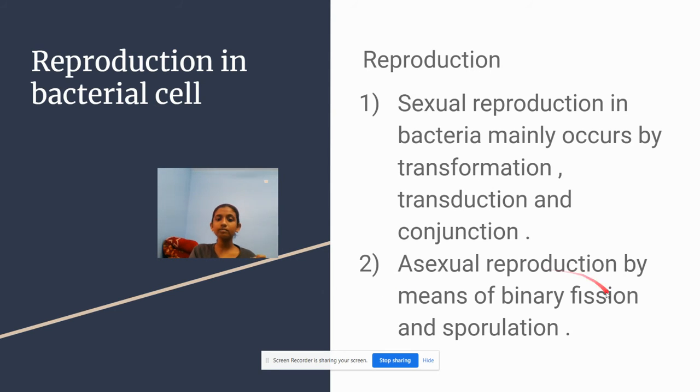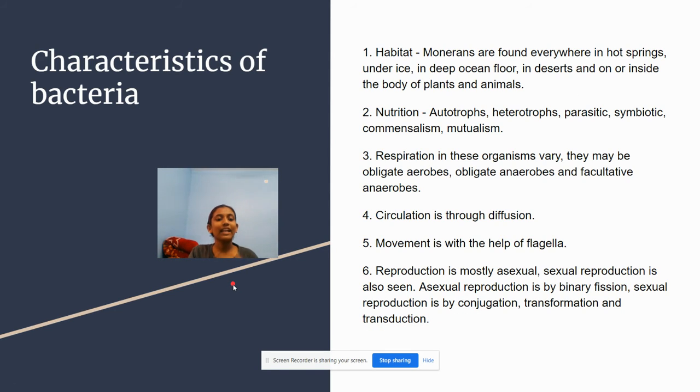Okay, so let's move forward and understand the characteristics of bacteria. It is the last slide, where we are just learning some points which we learned in the characteristics of Monerans. Some characteristics are different here, so let us understand each point. First is habitat. Where does bacteria live? That is the question. What is their adaptation?